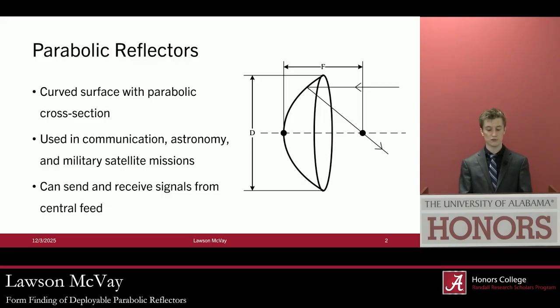Their applications are numerous and include long-distance communications, deep space astronomy, and military applications. The concept is pretty simple. All incoming waves perpendicular to the axis of the parabola are reflected precisely at the focal point, where a central feed is placed to receive those signals. At sufficient distances from the signal source, all incoming waves are approximately perpendicular to the parabolic axis. Conversely, the reflector can be used to transmit signals in a specific direction by first emitting them from the feed and then reflecting them.